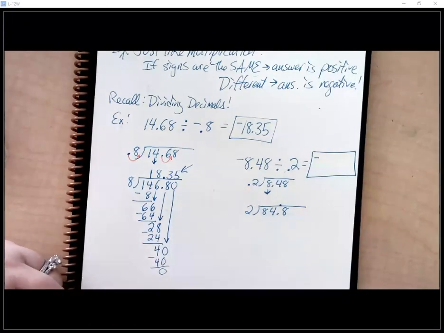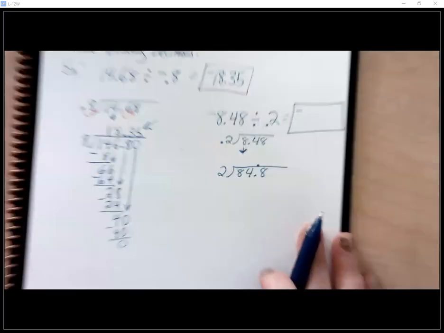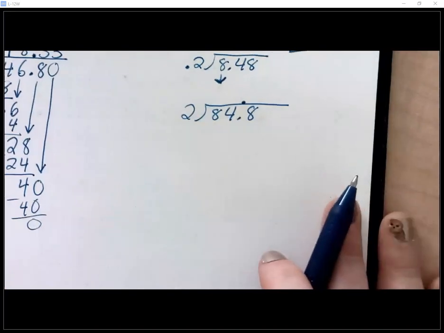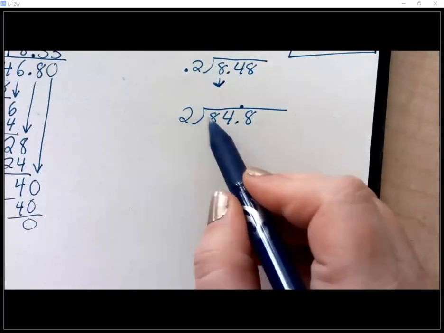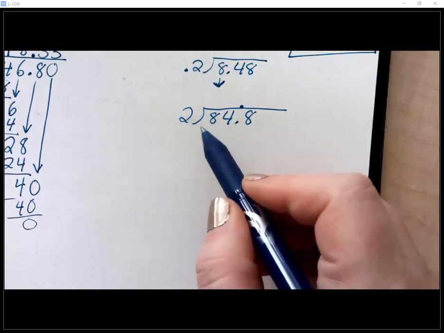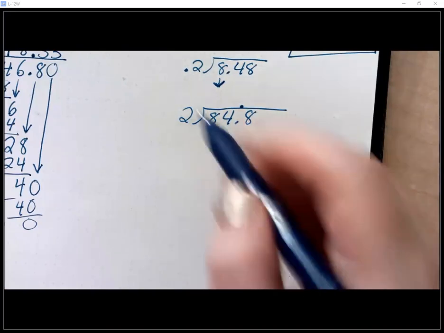Everybody got an answer? Go ahead, Jay. Negative 42.4 is right. So real quick, if you are still struggling with how to do these, I always start with the first digit. I ask myself, how many times does 2 go into 8? 2 does go into 8 nicely, 4 times. So I put a 4 up top.